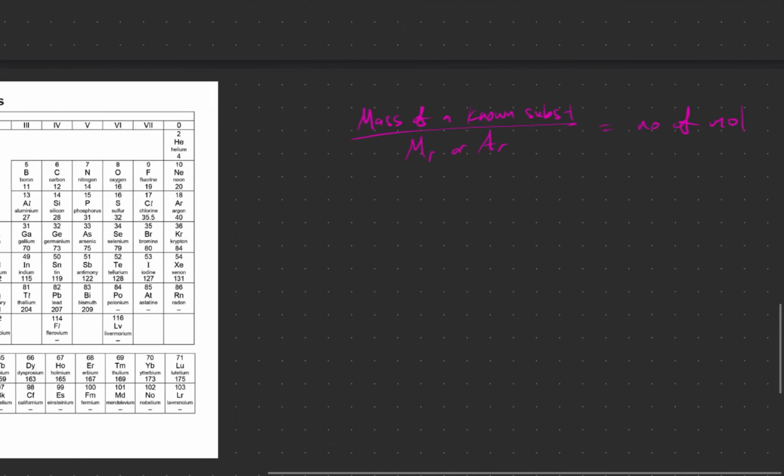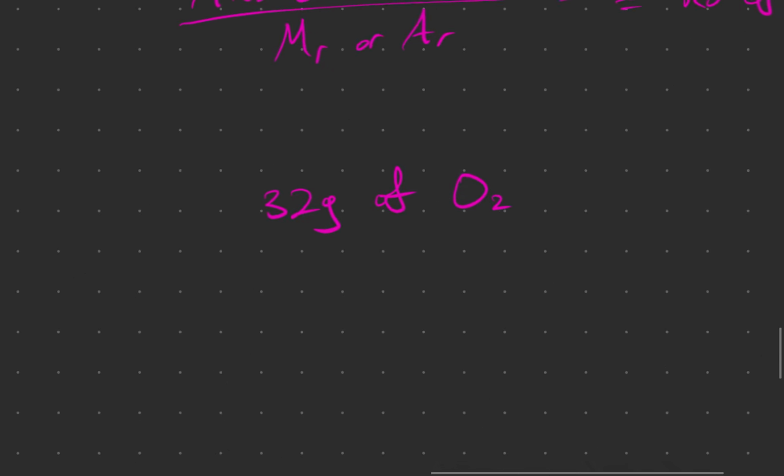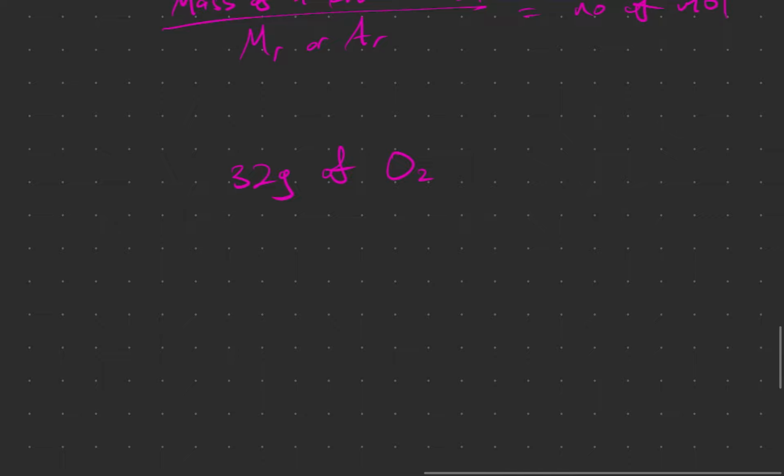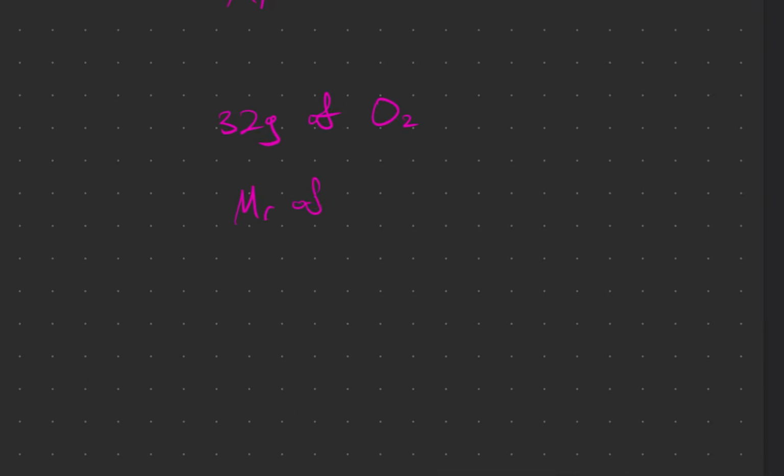So let's try this out. Let's say I have 32 grams of oxygen gas. I want to find out the number of moles. The MR of O2 is just 32. So 32 grams divided by 32 is just 1 mole. I have 1 mole of O2 molecules.